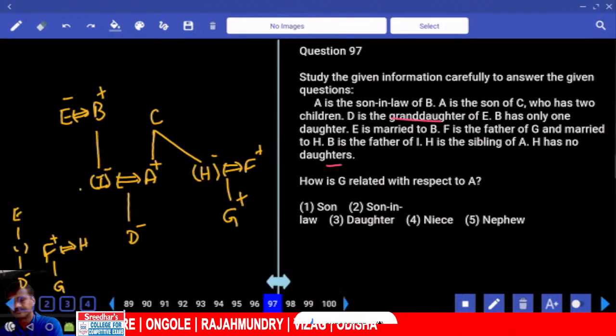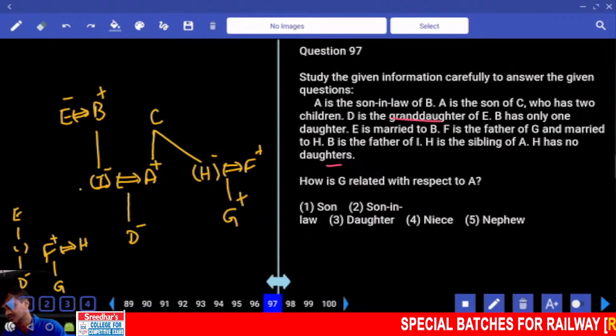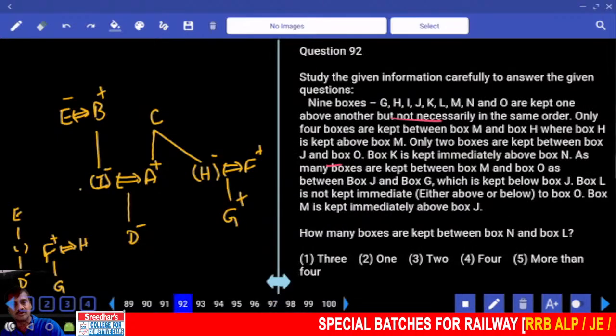Now this is from 97 to 99. Then you need to move on to the leftover. What are the things left over here? One is circular arrangement with a parameter. Then boxes, which is easier. Then check out how much time is left.